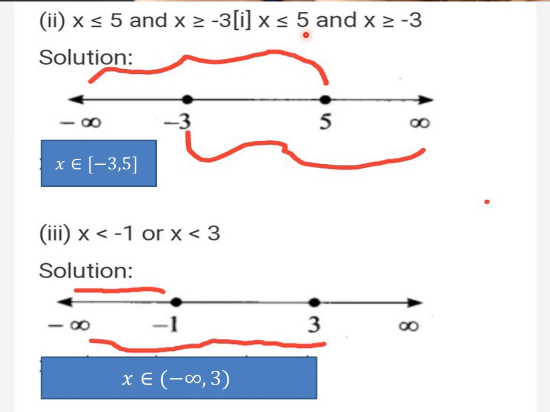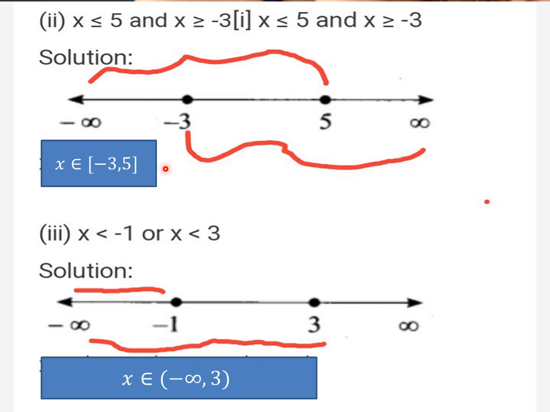X is less than or equal to 5 means what? You have to include 5 as well as the values which are less than 5. Then x greater than or equal to minus 3. So you have to include minus 3 and the values which are greater than minus 3. And means we have to see which interval is common for both. Okay. So on seeing itself we can identify minus 3 to 5 is common for both the intervals. So minus 3 to 5 we will get.